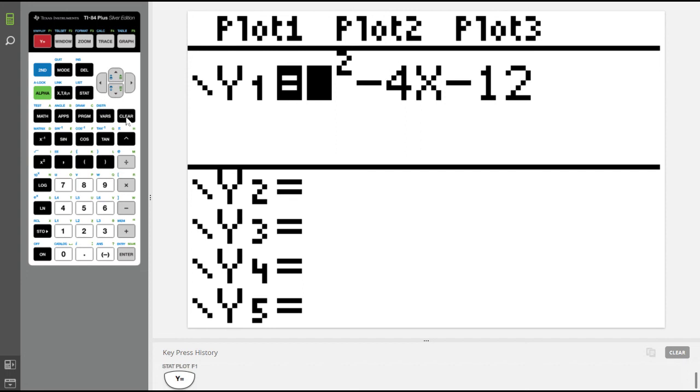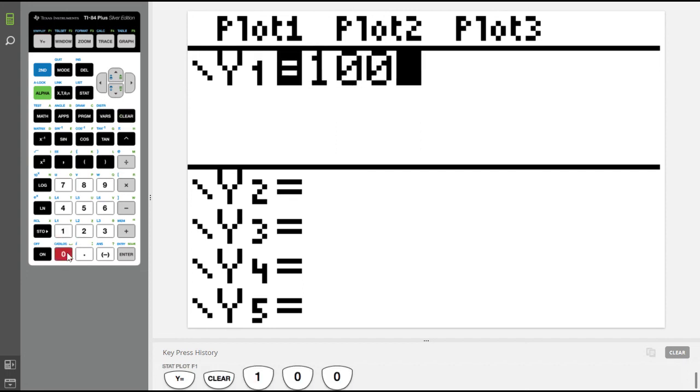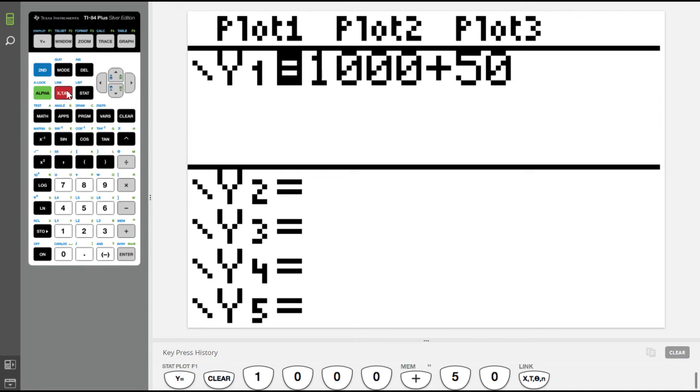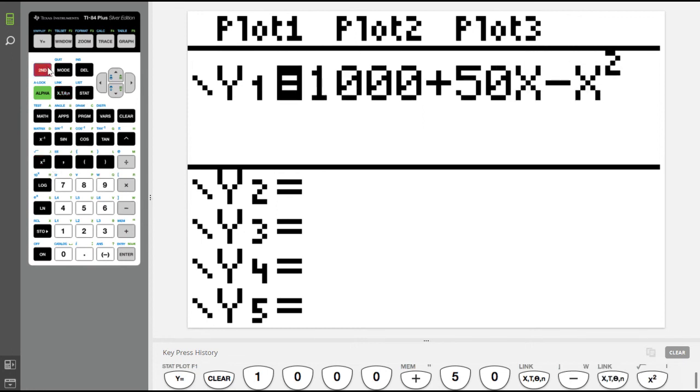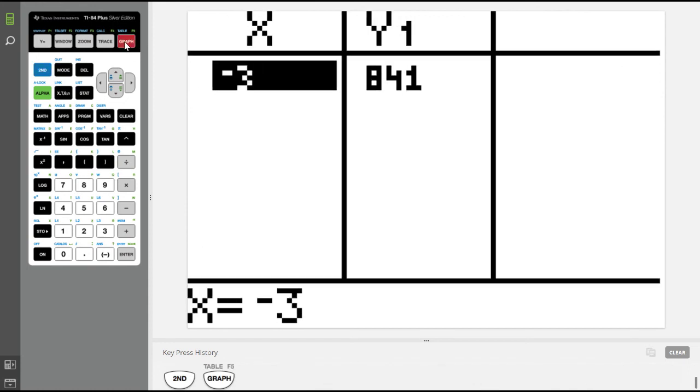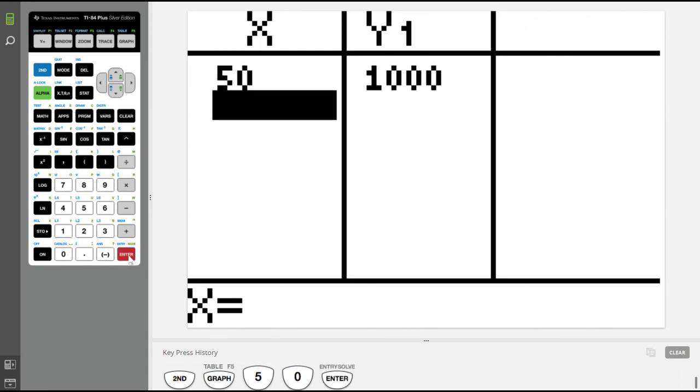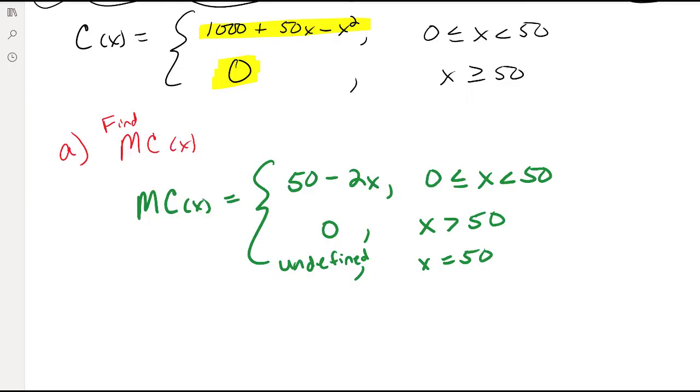Here, I'll prove it to you in the calculator. If I take 1,000 plus 50x minus x squared, and go to my table and type in 50 for my x value, notice we get a value of 1,000. So because of that, at x equals 50, the derivative is undefined. So keep an eye out on that, folks, when you do your homework. So this is the correct answer here.